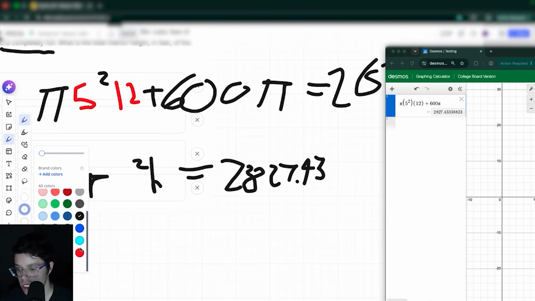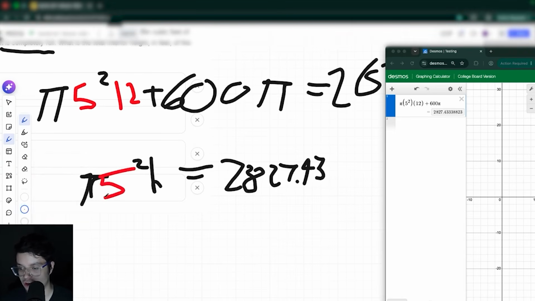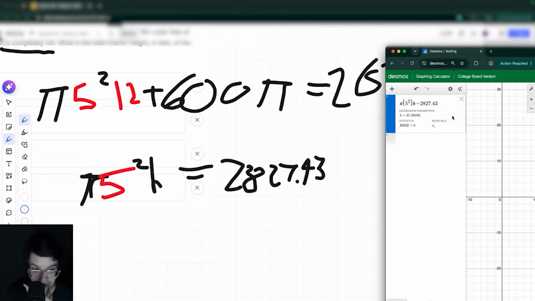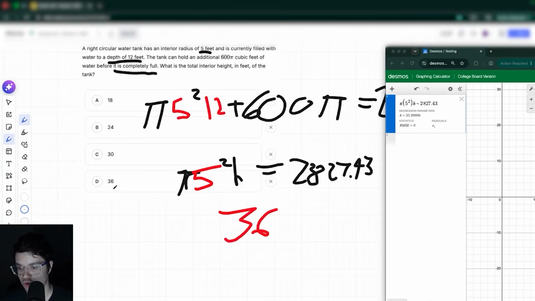That never changes. And so I can go in here, put 5 down for that, and then just solve this equation. So the answer here, we have 35 point a bunch of 9s, so that basically is trying to say 36. So therefore the answer here would just be D.